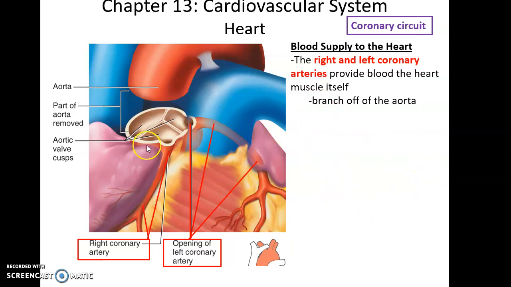So it all starts almost as soon as the aorta is formed. There are two small arteries that detach off of it, carrying blood to the heart. We have the right coronary artery for the right side of the heart and the left coronary artery for the left side of the heart. So again, they come off the aorta and carry the oxygenated, nutrient-rich blood to the heart.